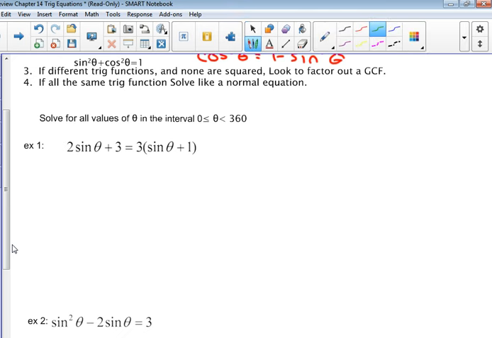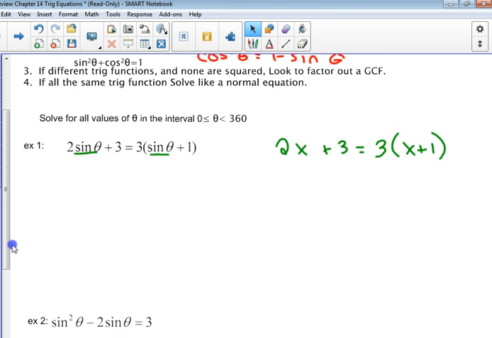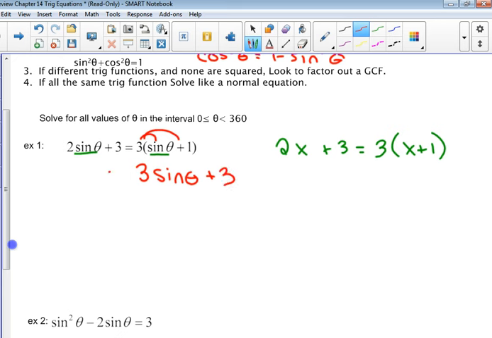We have all sine. So when we did these in class, I told you if you have all one trig function, think about the sine theta like an x. So if it helps you to rewrite these, we can do that. You want to think about how you solve for sine theta. How do you solve for x? Well, first thing you need to do is distribute through. Sine theta plus 3.